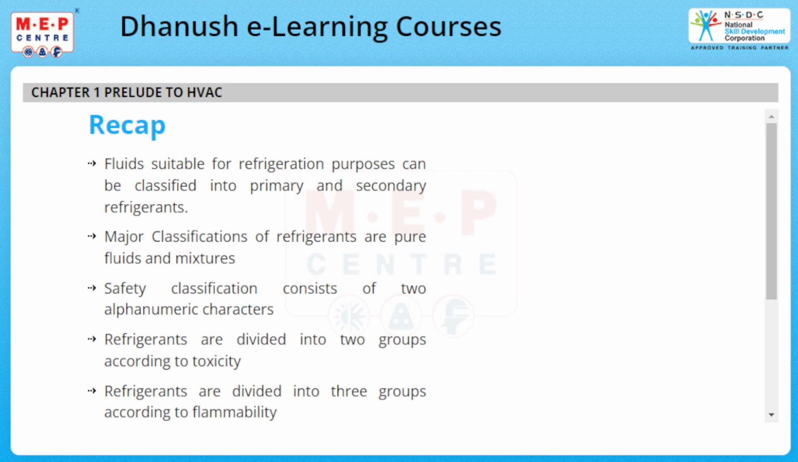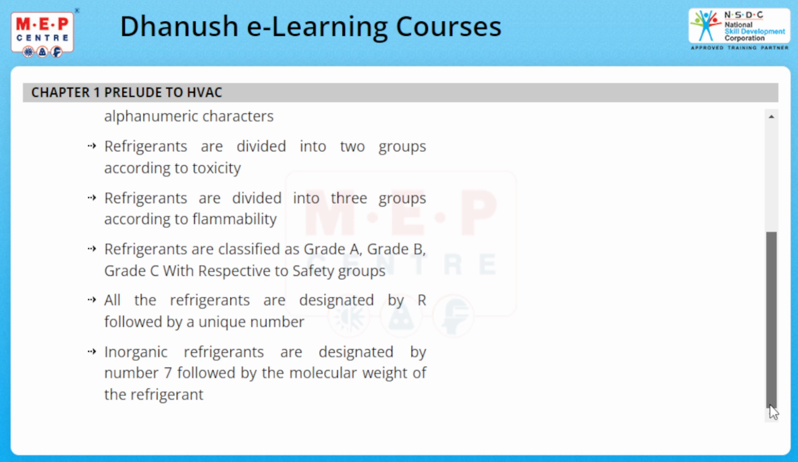In this module, we have learnt that fluids suitable for refrigeration purposes can be classified into primary and secondary refrigerants. Major classifications of refrigerants are pure fluids and mixtures. Safety classification consists of two alphanumeric characters. Refrigerants are divided into two groups according to toxicity. Refrigerants are divided into three groups according to flammability. Refrigerants are classified as Grade A, Grade B, Grade C with respect to safety groups.